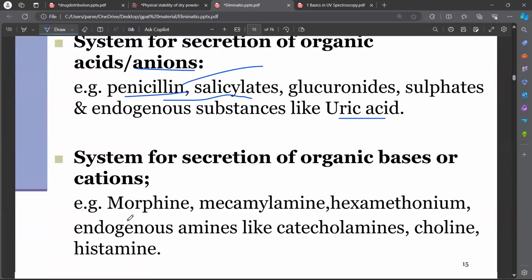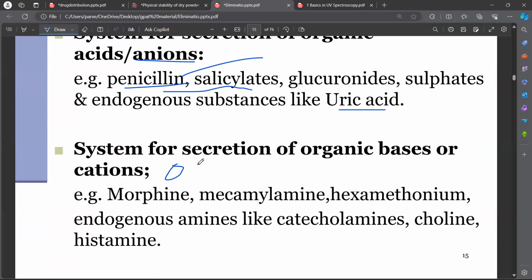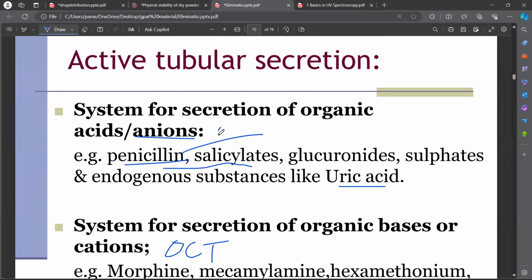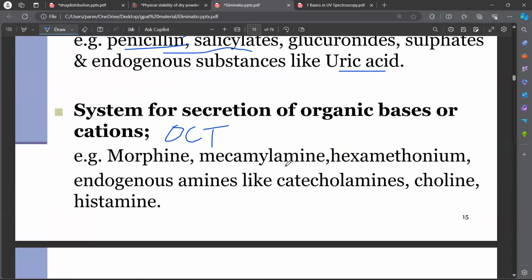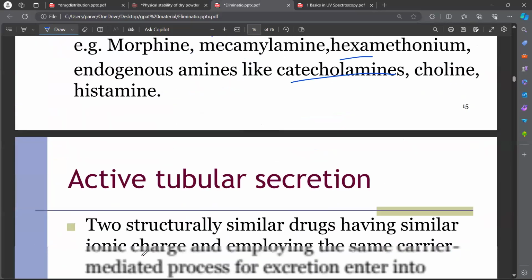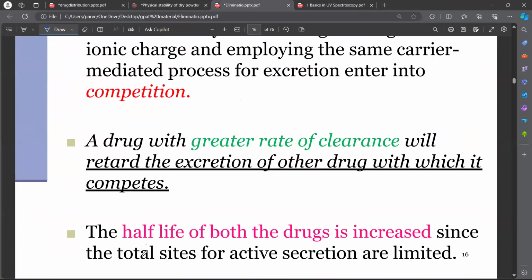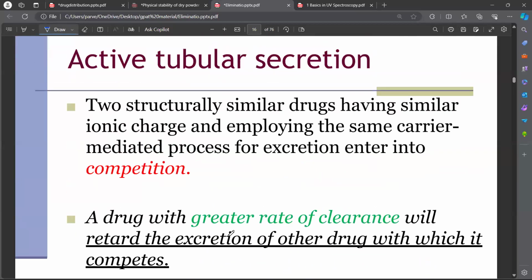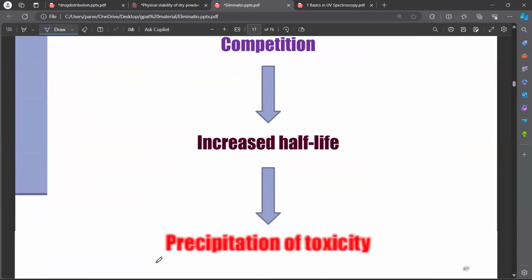The organic cationic transporter is nothing but the OCT, and it is also known as OAT. Substrates include morphine, mecamylamine, hexamethonium, and endogenous amines like catecholamines. There can be competition between them, so the half-life of both drugs increases since the total sites for active secretion are limited. The drug with the greater rate of clearance will retard the excretion of the other drug. I also mentioned the classical drug-drug interaction between penicillin and probenecid.